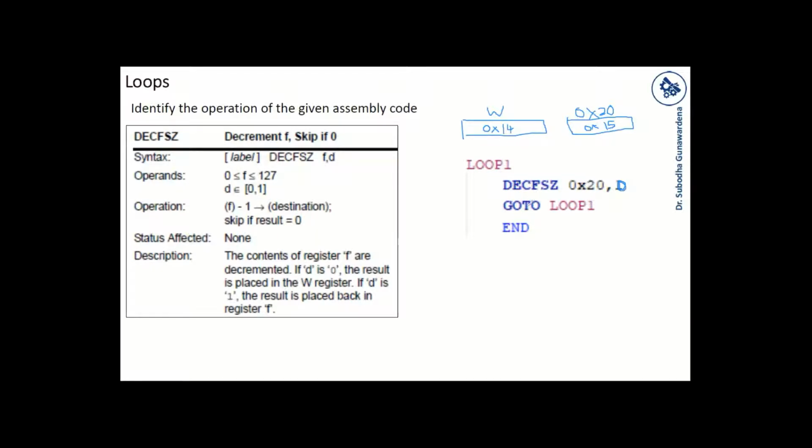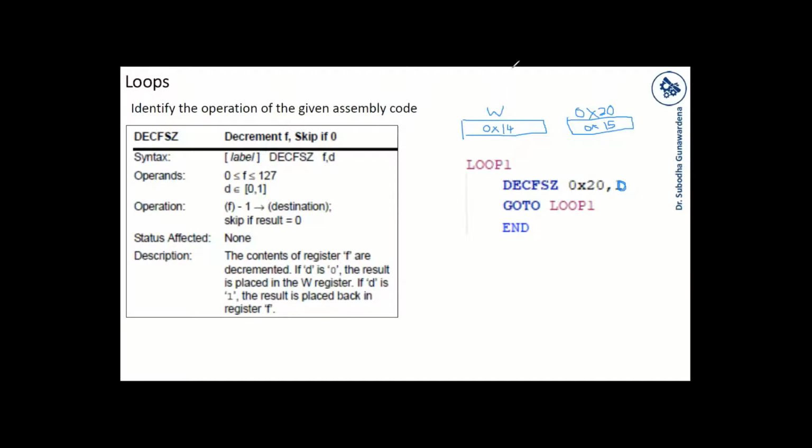No. So you continue, go to loop, you come back here, again DECFSZ 0x20. Now we have to decrement the value in 0x20. You decrement again and store in here, which is again 0x14. And is the result 0? No. So we go to loop and this will keep on continuing, right?